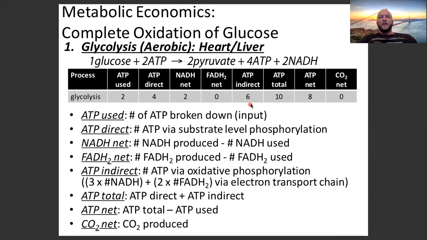All right, so we produce 2 NADHs in glycolysis. So what's 2 times 3? Because we get 3 ATP per NADH. Well, it's 6. So 6 indirect ATP, 4 direct ATP per glucose. 4 plus 6 is a total of 10 ATP. Now we spent 2 ATP to get the process going, so 10 minus 2, we profit 8 ATP in aerobic glycolysis.